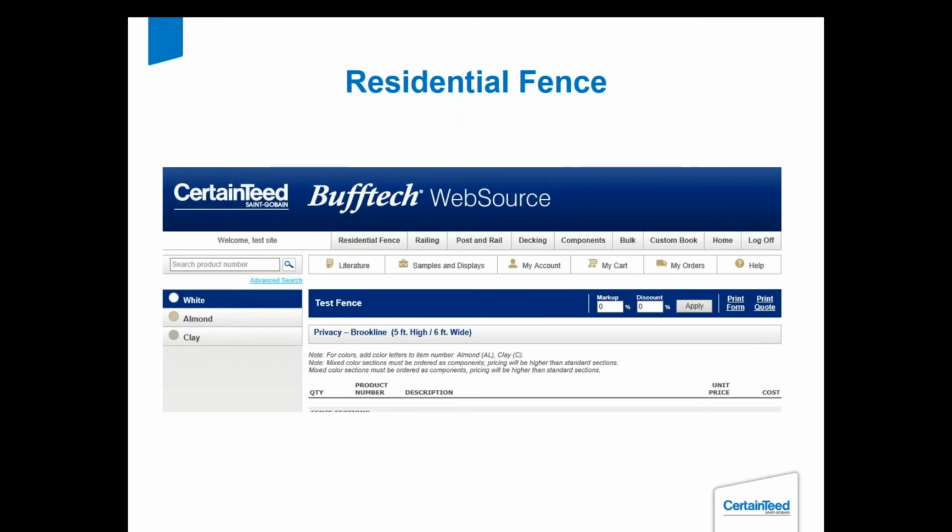It's going to have the color options on the left-hand side. So this is available in white, almond, and clay. You could pick one of those colors. And like I said earlier, it's automatically going to update your catalog numbers to reflect the color that you've chosen.